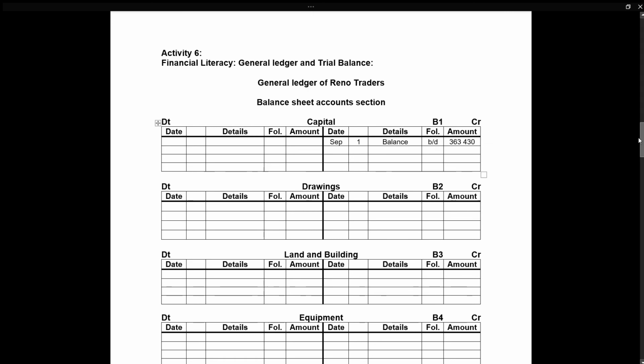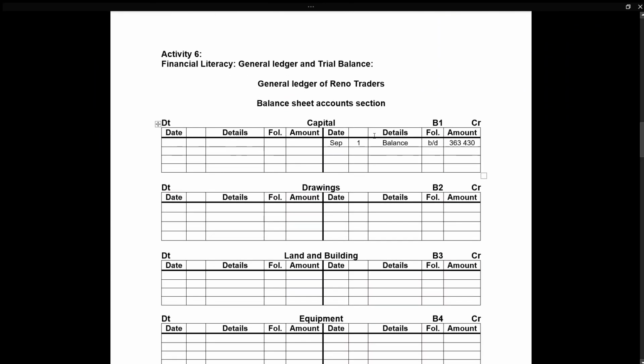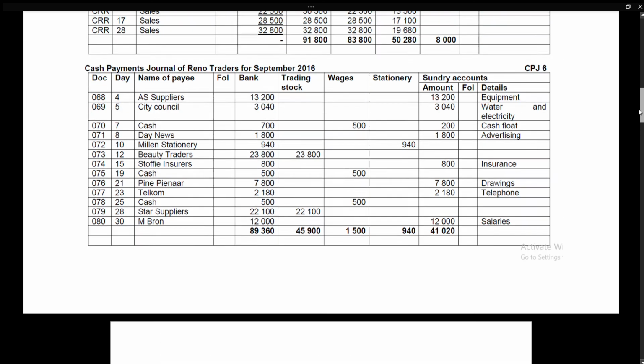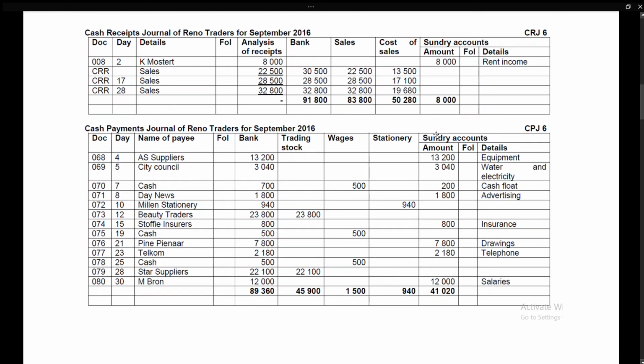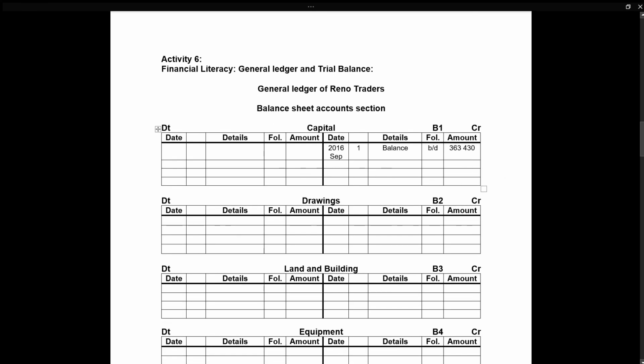I can't remember the year. Let's just quickly have a look in the information. 2016. So 2016 and September. There you go. Right, so now we need to have a look: did we receive any capital? Nothing. No capital column and no capital in my sundry accounts. Therefore, capital is done. I just need to come back for the balancing, which I will do at the end.